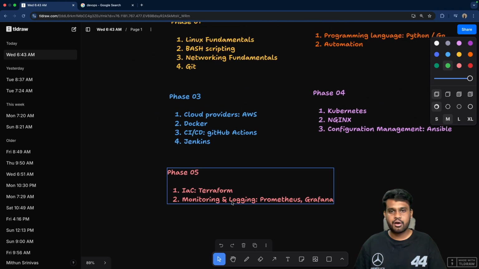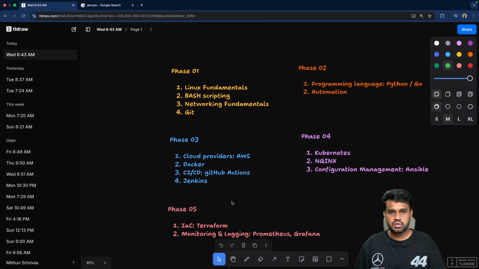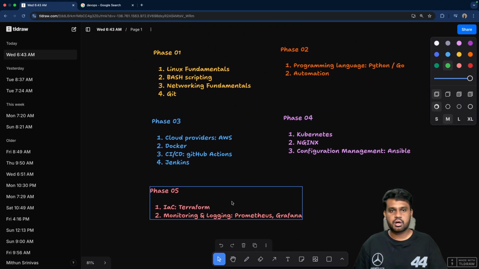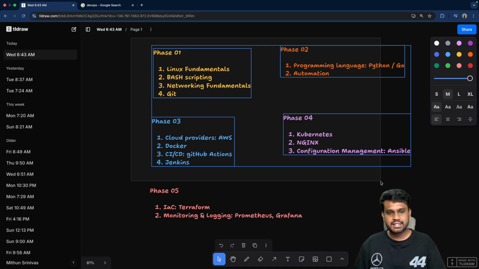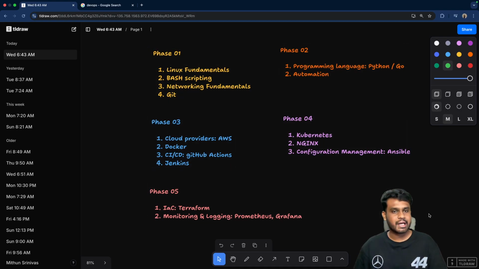Again, I have mentioned multiple things here, right? These are all considering a beginner. Okay, there are a lot of options. You can learn them eventually, but if you cover these 6 phases, then you are ready to get started with DevOps at an industry scale. Okay, so this is what it is.